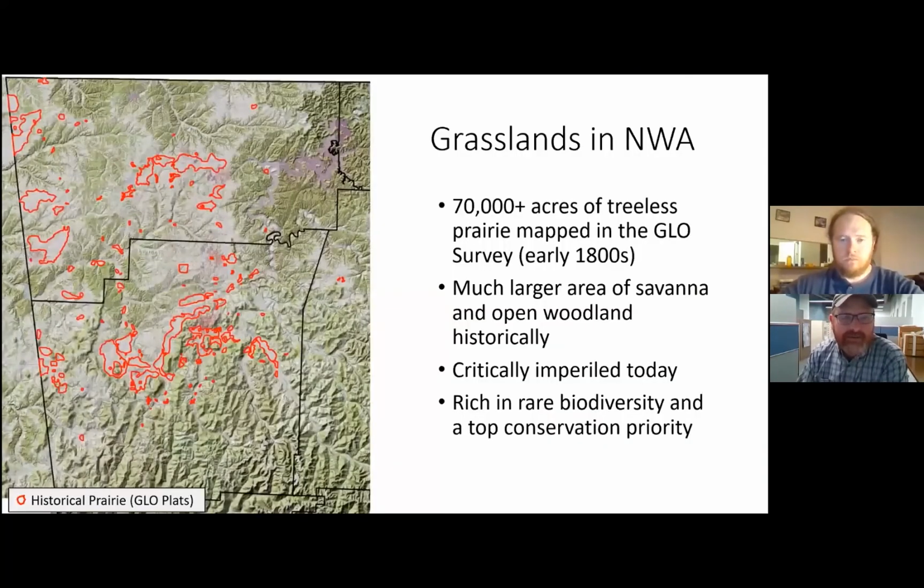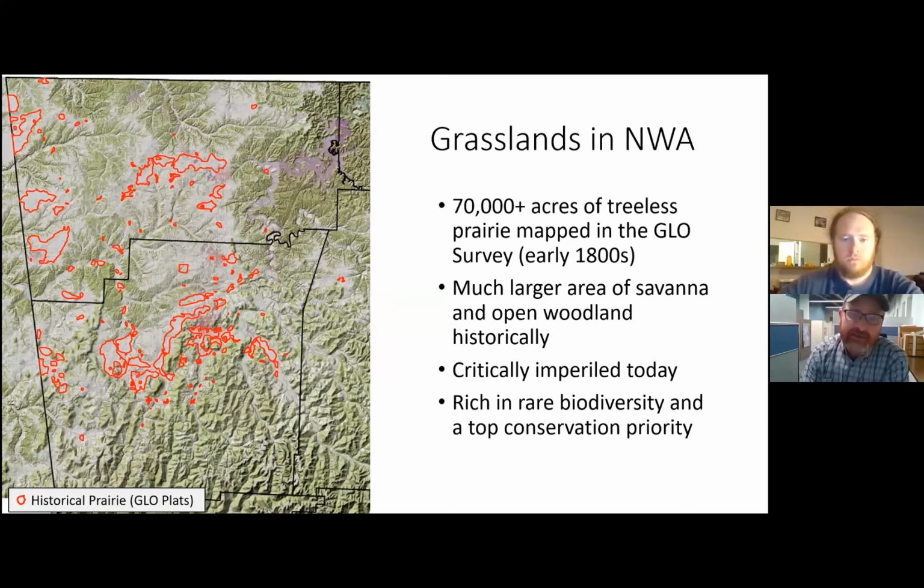The Springfield Plateau is sort of the more gentle terrain in Northwest Arkansas. It's a flat to gently rolling karst plain. And the dissected Springfield Plateau is a lower elevation, more dissected portion of that same land surface. Historically, this area was largely grassland. There was more than 70,000 acres of treeless tallgrass prairie mapped in the original land survey in this area, but much of the balance of that Springfield Plateau was open savanna and open woodland. So it was very sparsely wooded.